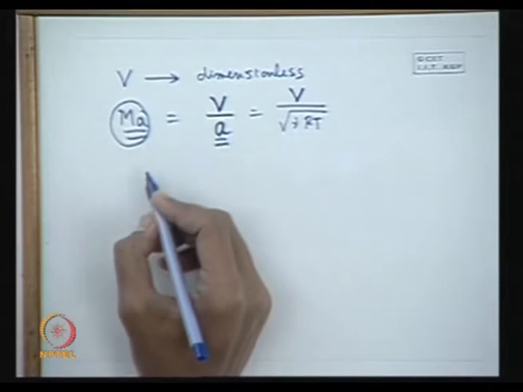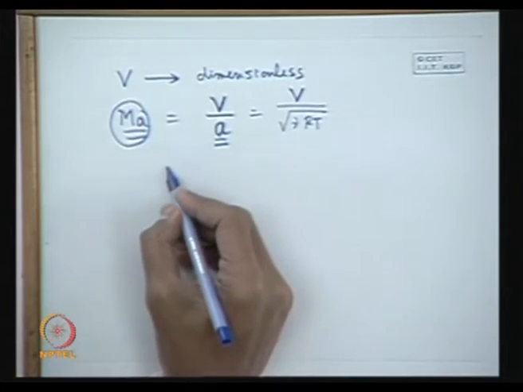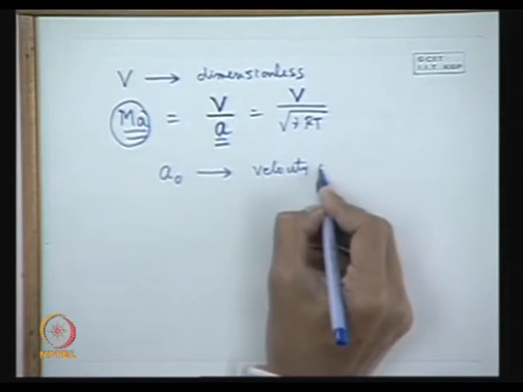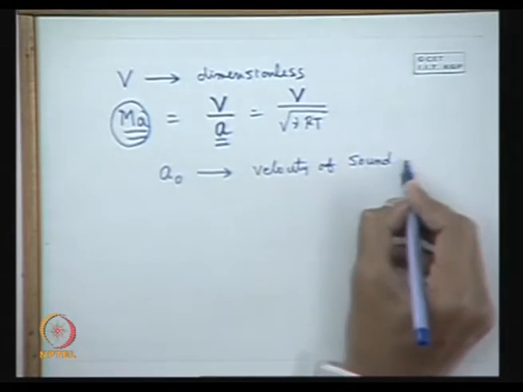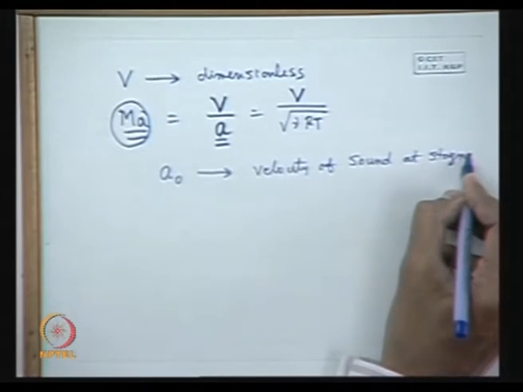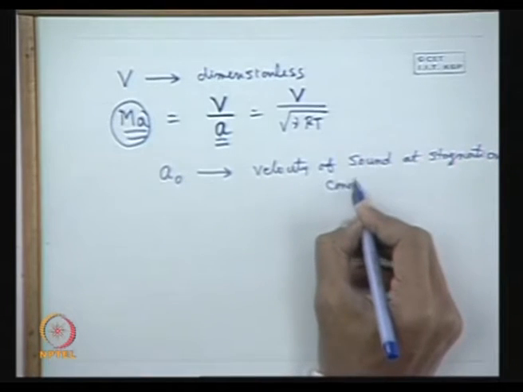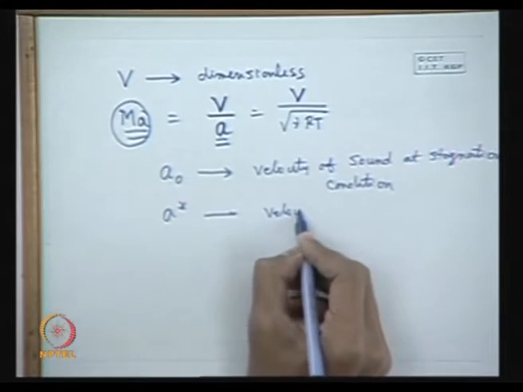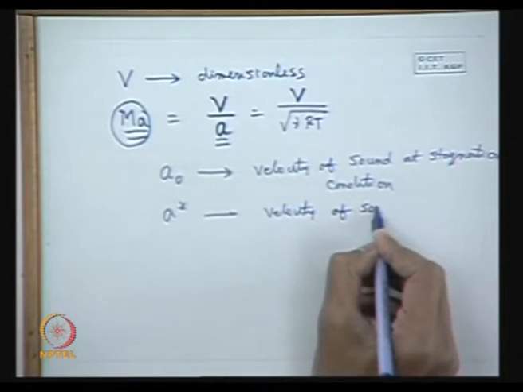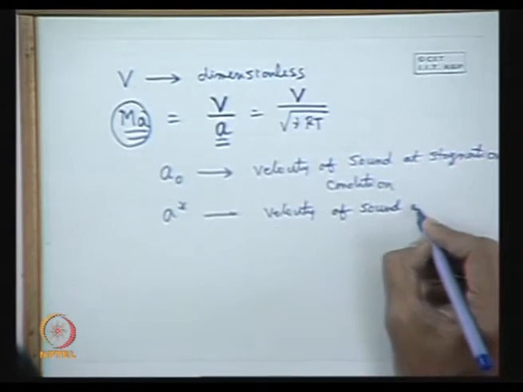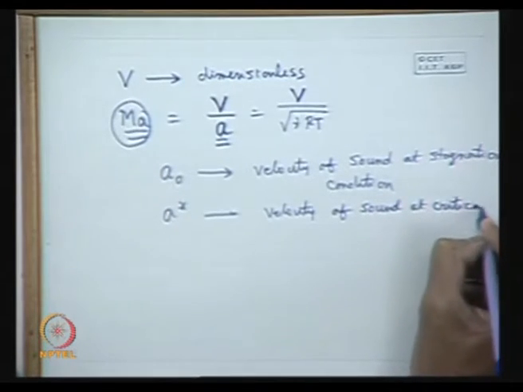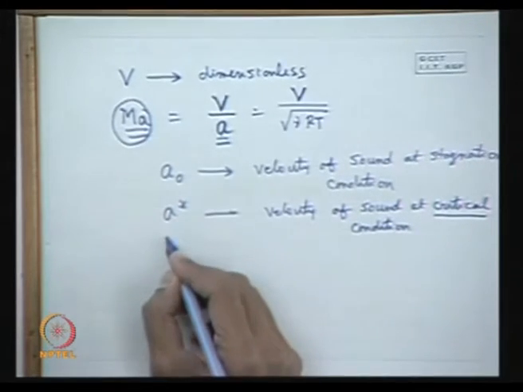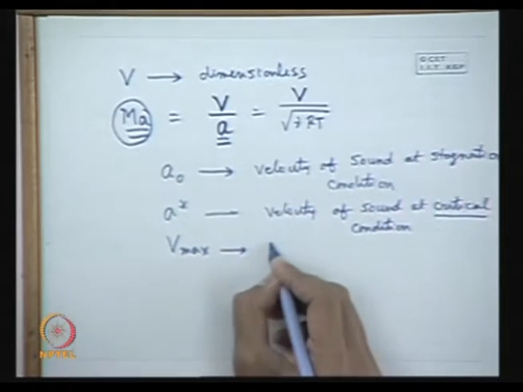So usually three reference velocities are taken. One is the velocity of sound at stagnation condition. Another is A star, that is the velocity of sound at the sonic condition, when the flow reaches sonic, that is, at critical condition. Sonic condition means the flow velocity is sonic, rather it is the critical condition. Another is the maximum velocity.